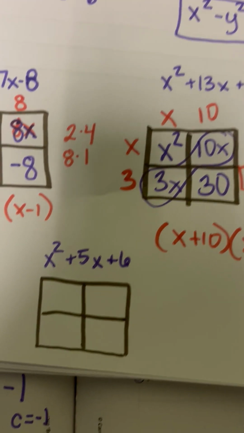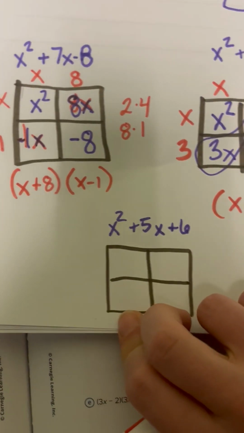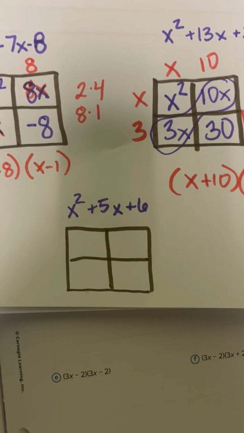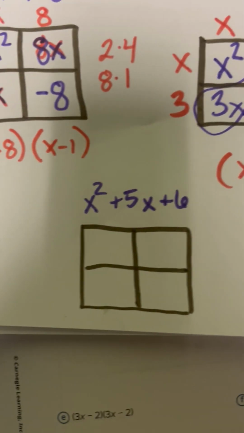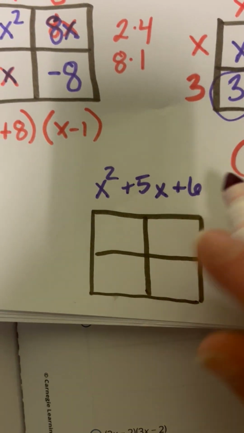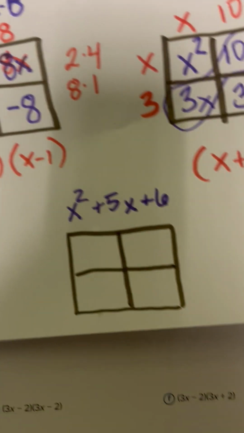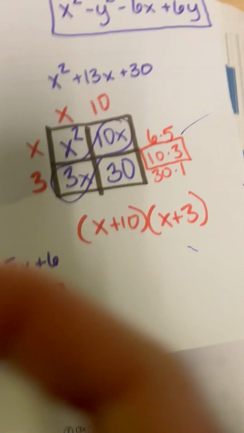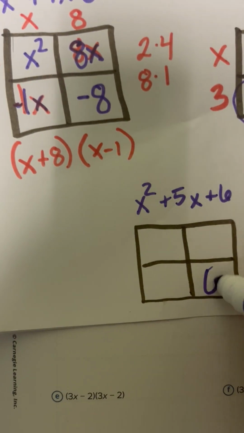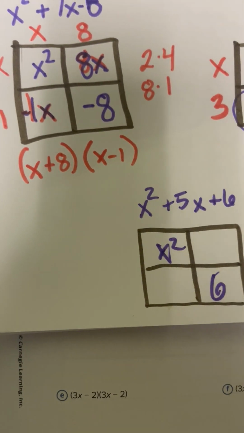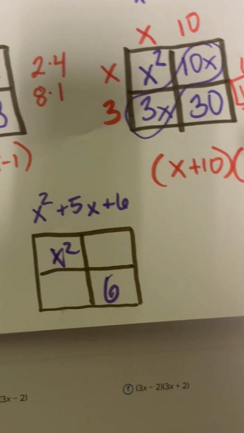Finally, we've got this little guy down here for you to do on your own. Hopefully you finish this on your own. You know that you're going to put the 6 down here, 2 numbers that multiply to be 6, and 2 numbers that multiply to be x squared. Take a second to try that.